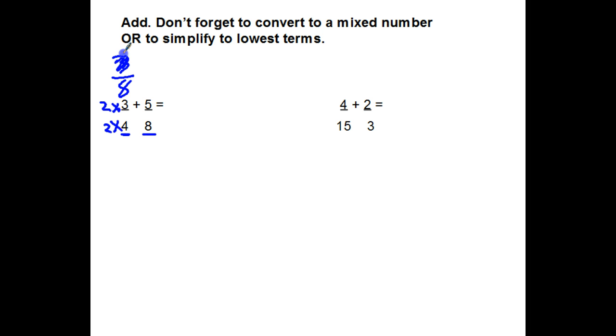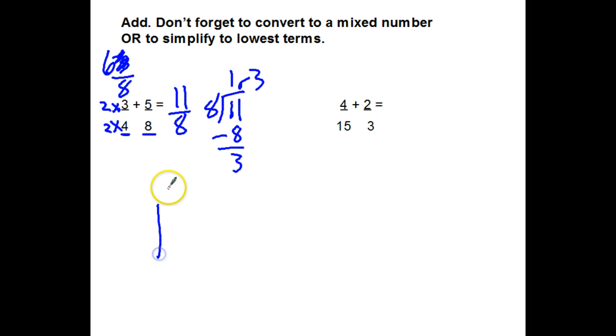3 times 2 is 6. 6/8 plus 5/8 is 11/8. It's an improper fraction, so I'm going to need to divide. Goes one time. I got 3 left over, so this is really 1 and 3/8.